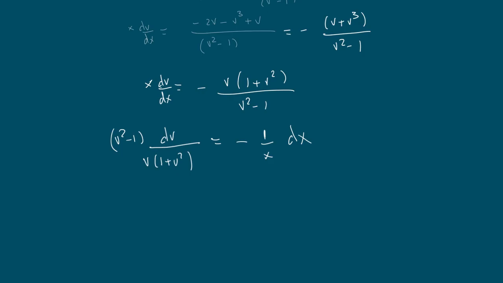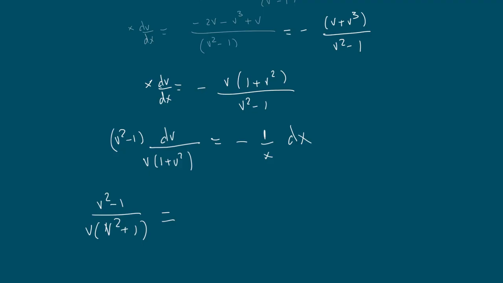So I have this term, (v squared minus 1) divided by v times (v squared plus 1). And I want to do the integral of this with respect to v. How will I do it? Well, I may use partial fractions. So let's go and do partial fractions.